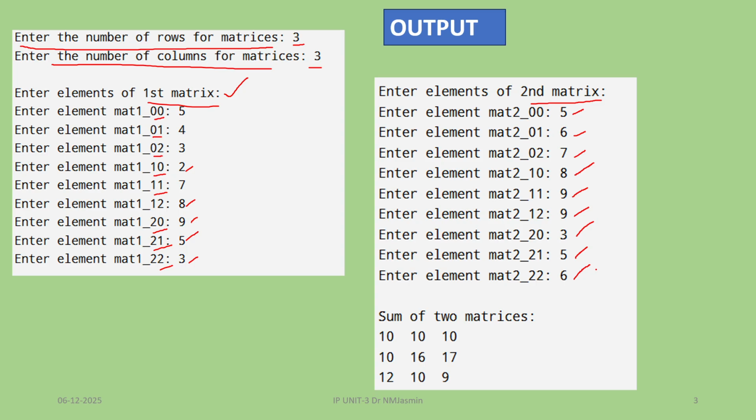So after entering the elements of the first and second matrix, the sum of the two matrices will automatically display. So this is the output of the given program.